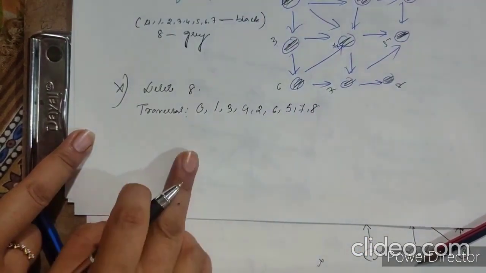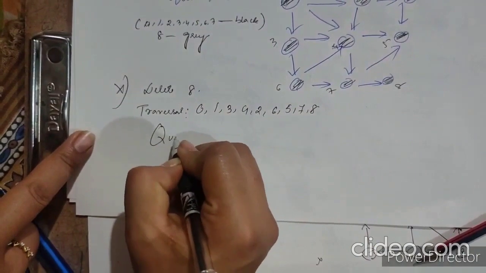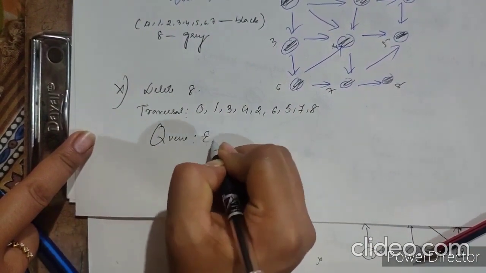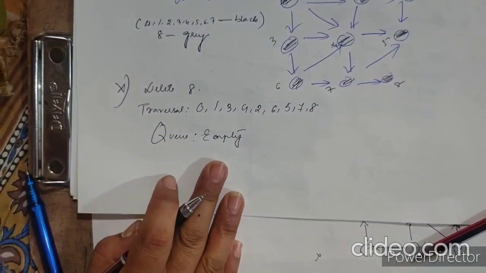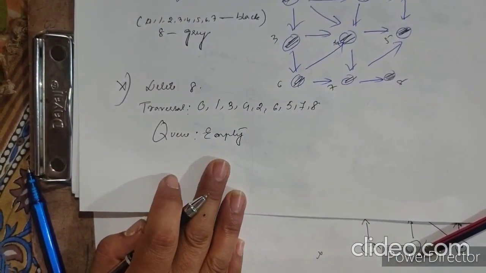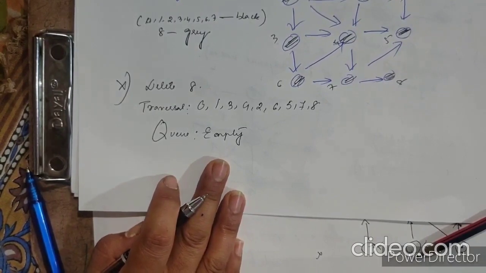Since there is no vertex adjacent to vertex 8, now the queue is empty. Now as the queue is empty, we will have to stop our procedure. This way we get the breadth first traversal when vertex 0 is taken as the starting vertex.